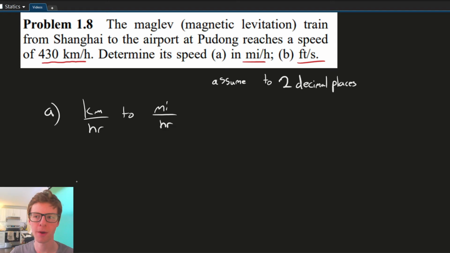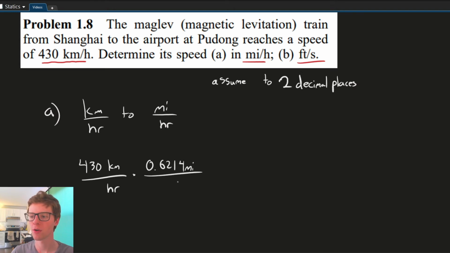So we can use the above method, which is the longer one, where we convert from kilometers to meters to centimeters to inches. We're just going to use the short one because we have a cheat sheet. So 430 kilometers per hour times 0.6214 miles per kilometer. Those 2 units cancel.